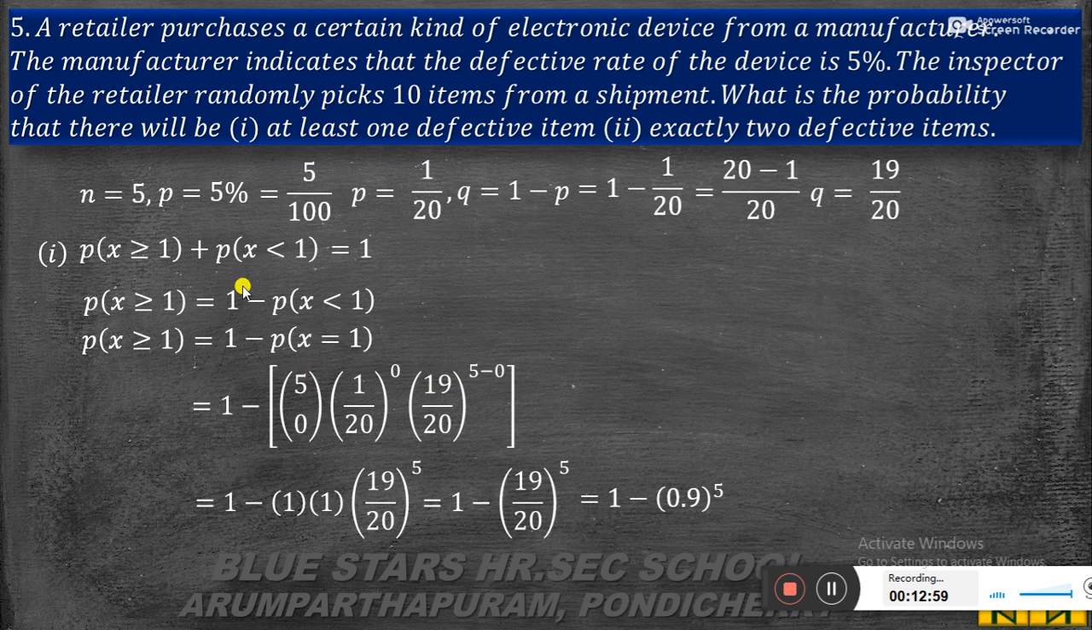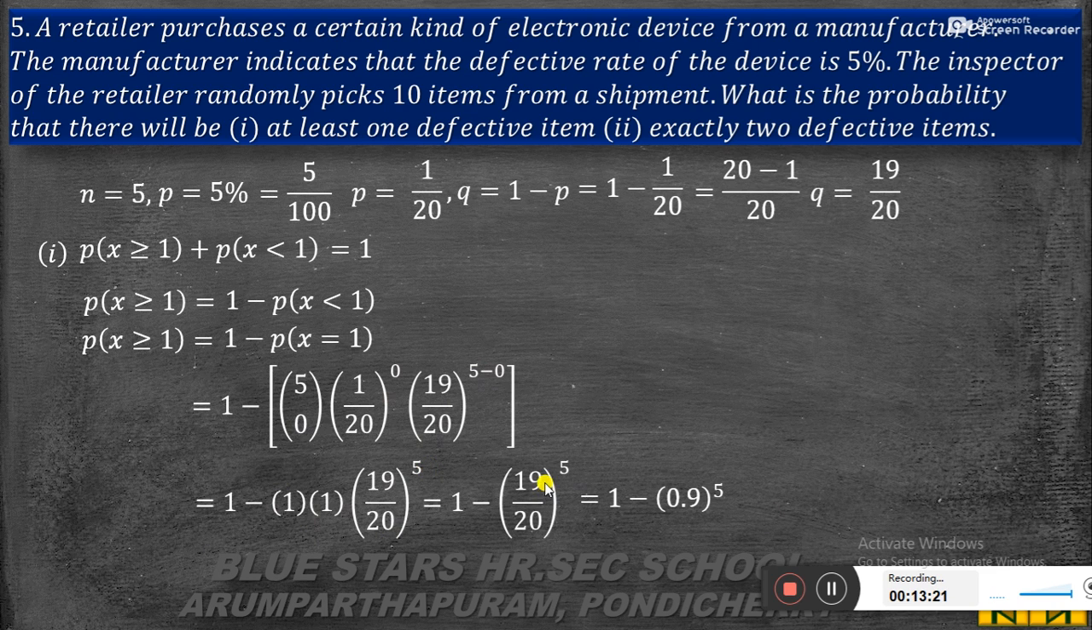Here n equal to 5. So 5C0, p value is 1 by 20, I substitute 1 by 20 whole power 0. The q value is 19 by 20, raised to n minus x. The n value is 5 minus 0. So in the next step, 1 minus 5C0 is 1. Anything power 0 is 1. 19 by 20 whole power 5.